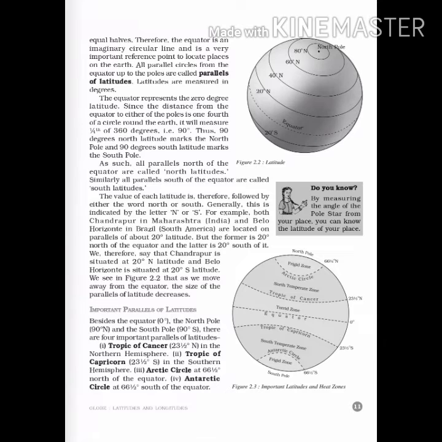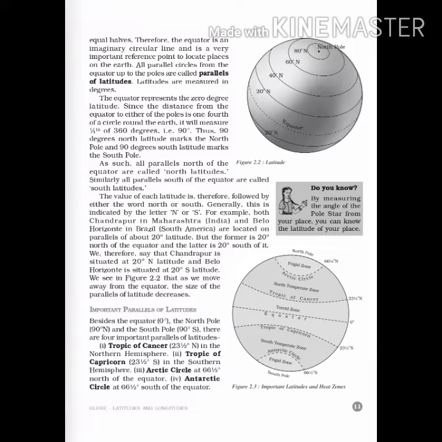What is the distance? It is 90 degrees. Thus 90 degrees north latitude is the North Pole and 90 degrees south latitude is the South Pole. Got it? So the North Pole is 90 degrees N, that is 90 degrees north, and the South Pole is 90 degrees S, that is 90 degrees south.